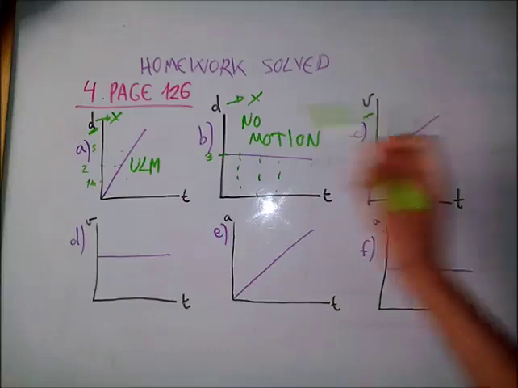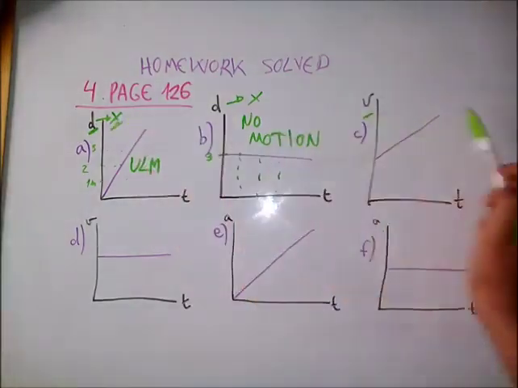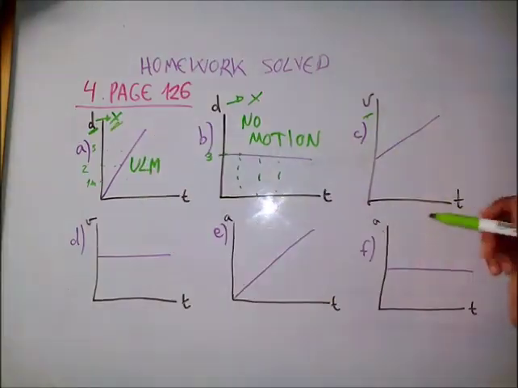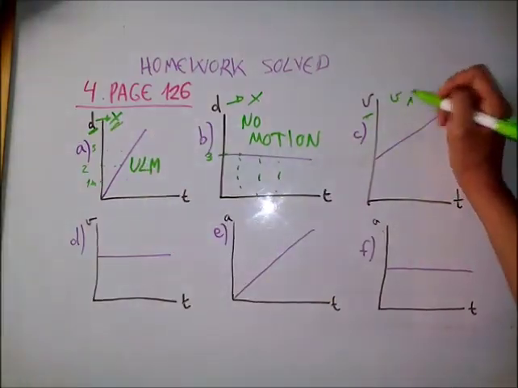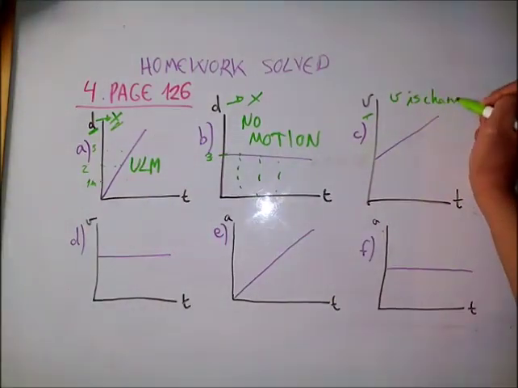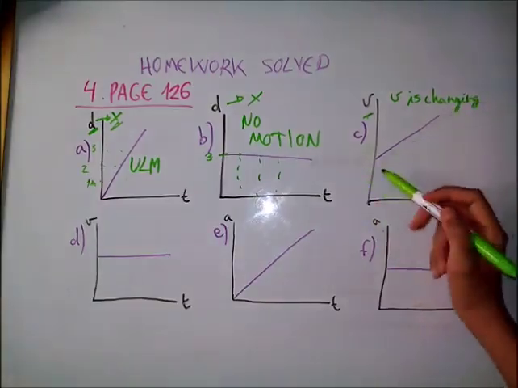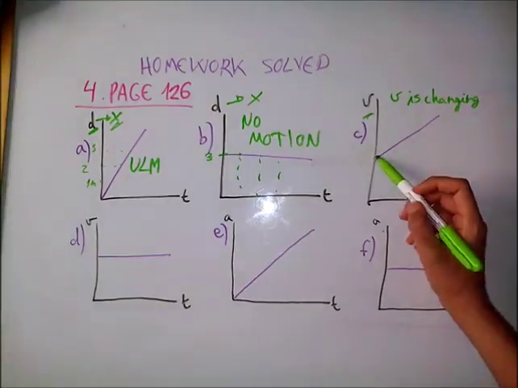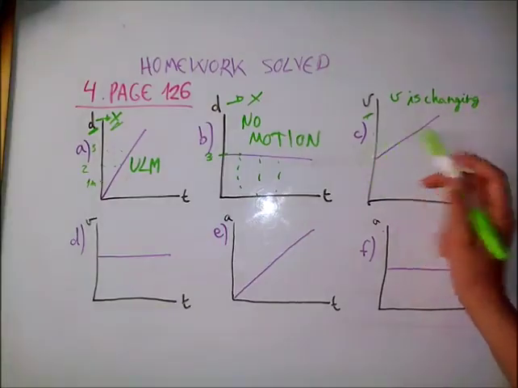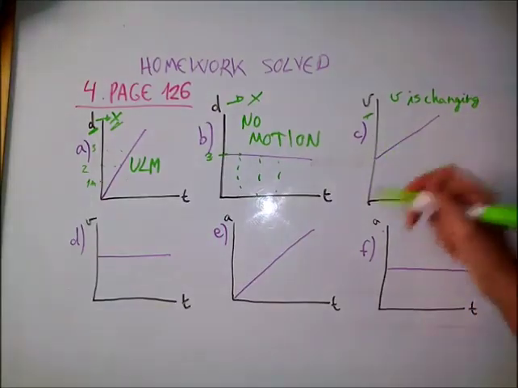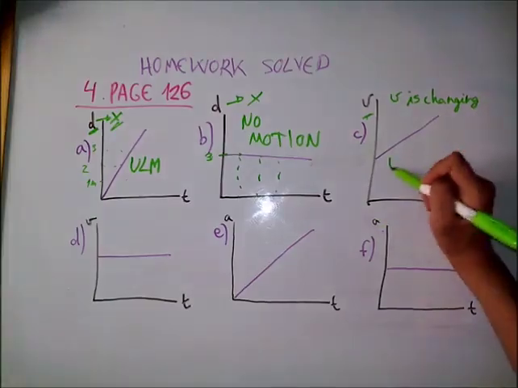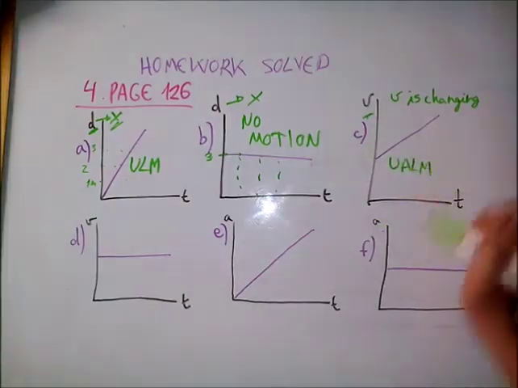Now on C, we can see a velocity time graph. So velocity is really different from distance, even though the graph might look very similar. This means that velocity is changing, guys. And it is doing so in a uniform way. So it is going from velocity equals 3 to velocity equals 4, velocity equals 5, okay? So it's the same rate the whole time. So this is a uniformly accelerated linear motion.